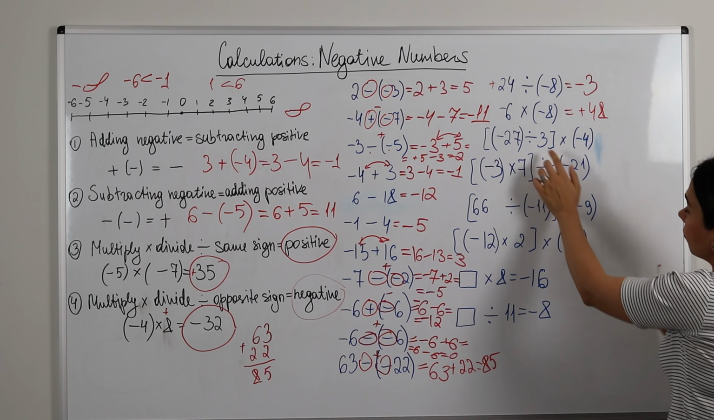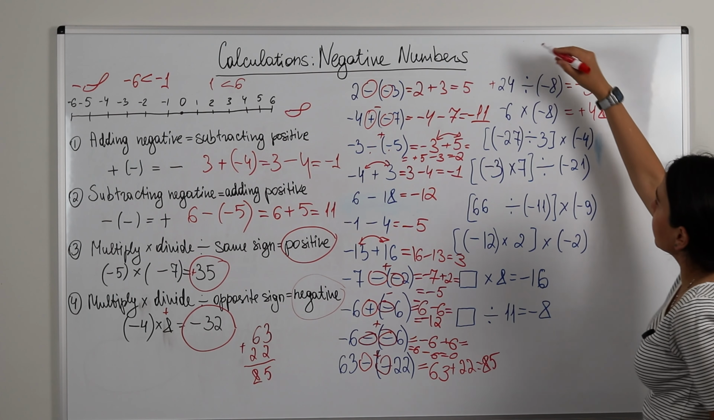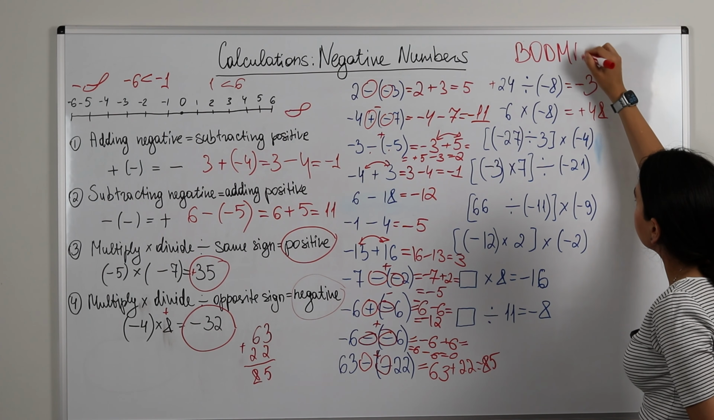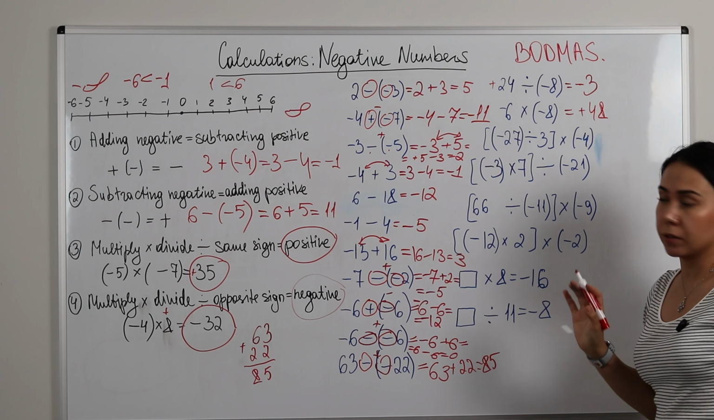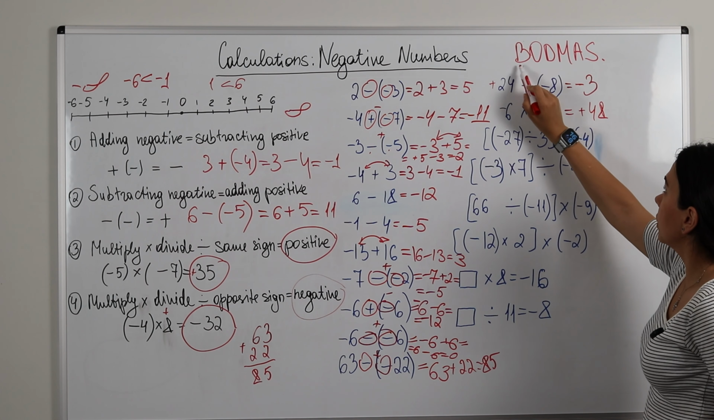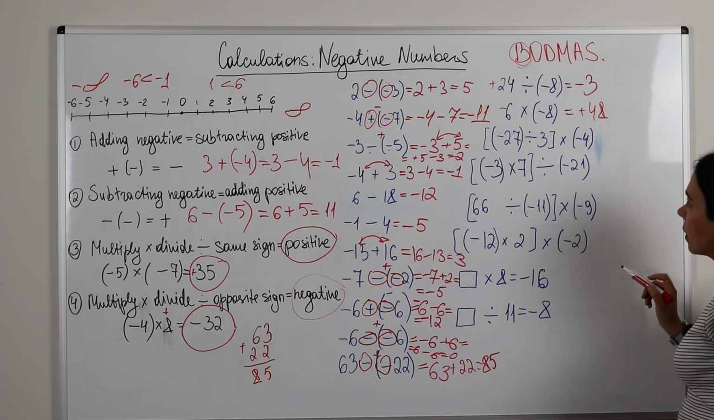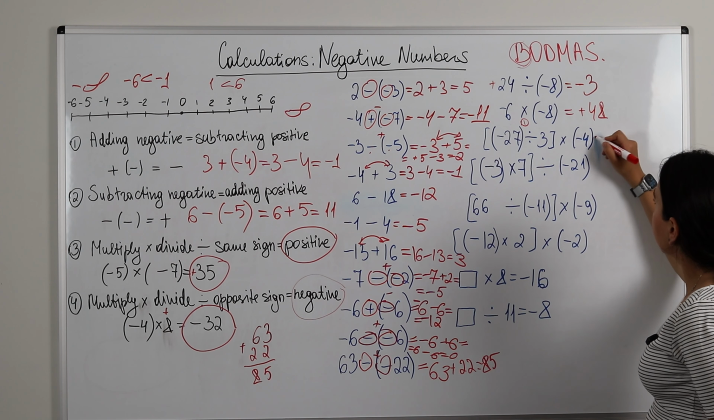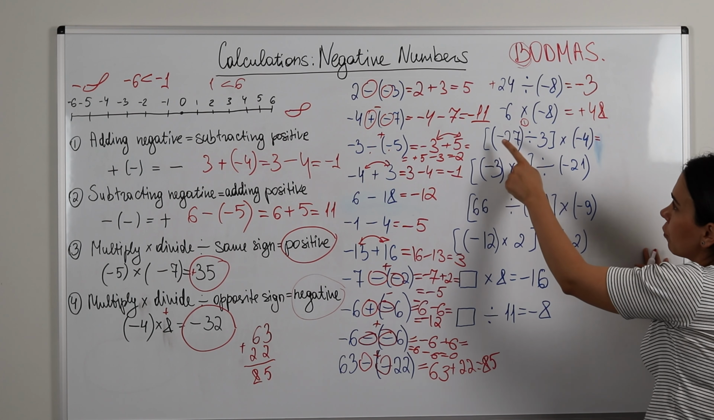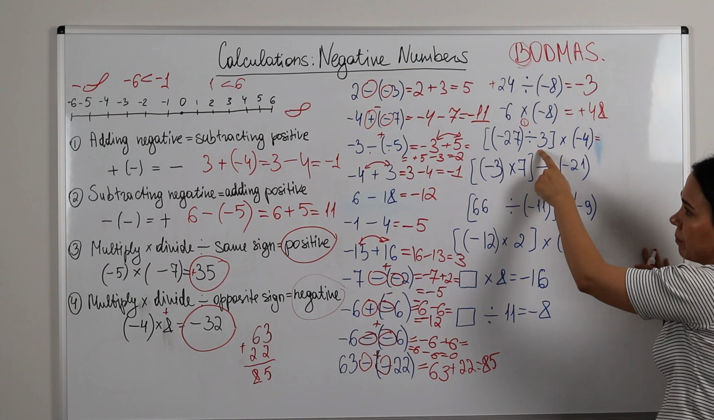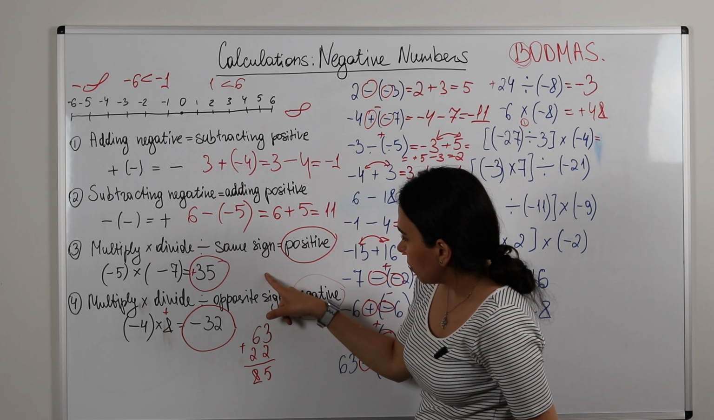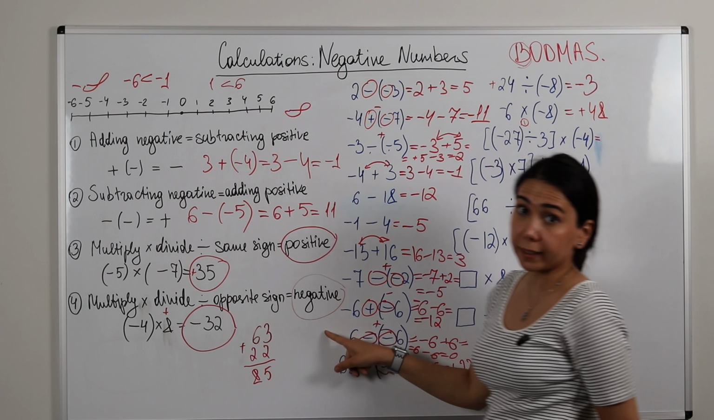Here, remember, we have different operations within one calculation. We need to remember BODMAS. What do we do first? First we do brackets, B. In the brackets we have the division, okay? Let's work with the division first. Division of minus 27 by 3, different signs, okay? If signs are different, opposite signs, then the answer is negative.